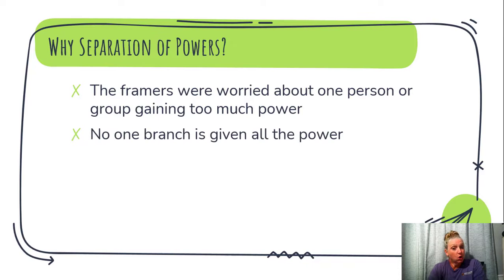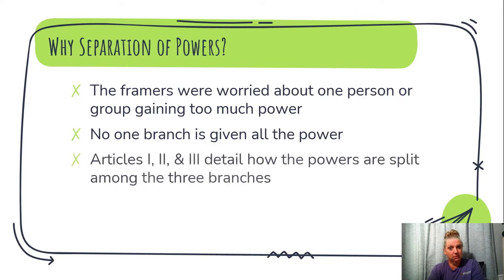So no one branch is given all the power. So we're going to separate that power out. If they don't have all the power, they can't abuse it. So Articles 1, 2, and 3 in the Constitution detail how the powers are split among the three branches. So it shows how they're going to divide the power and what each branch is entitled to do under that. And that goes back to that whole concept of limited government in our Constitution.